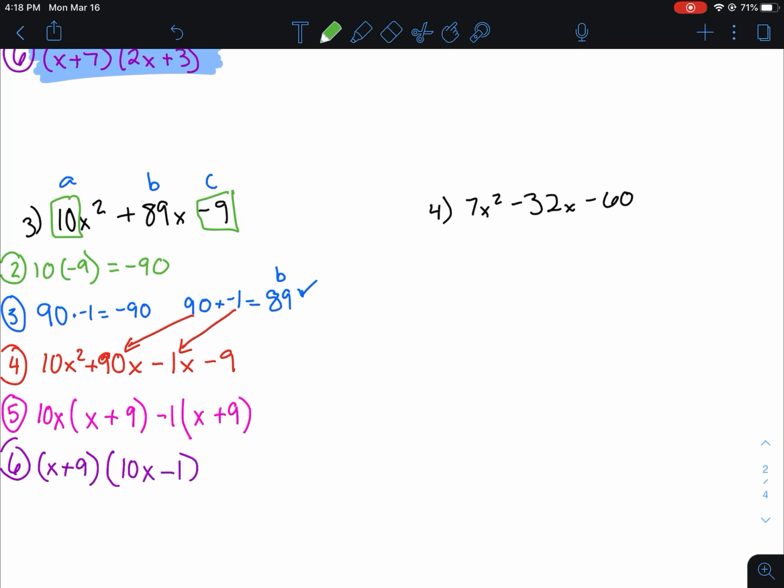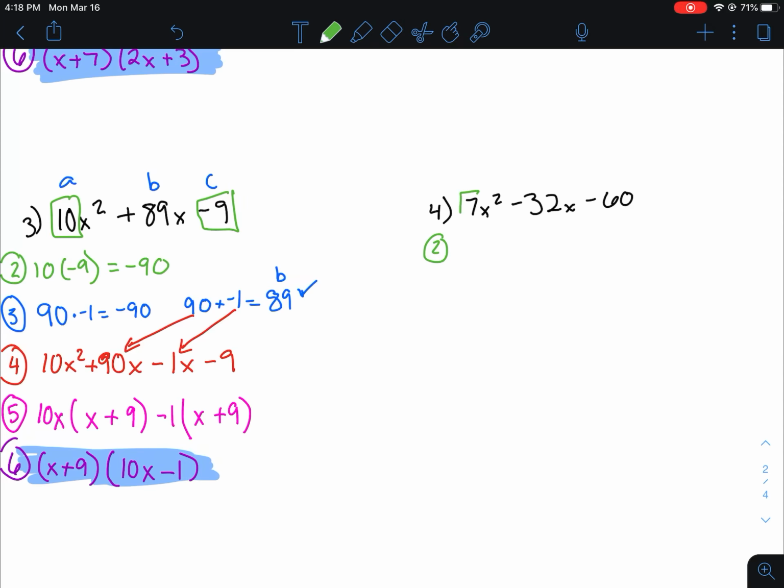All right, so if we are looking at 7x squared minus 32x minus 60, if we look at those three terms, there is not something in common. So again, we're going to skip number 1.